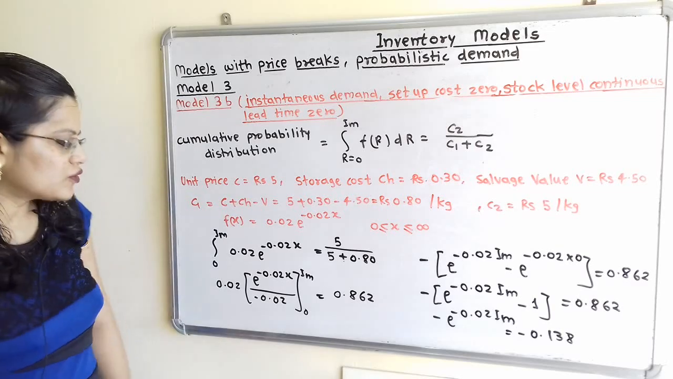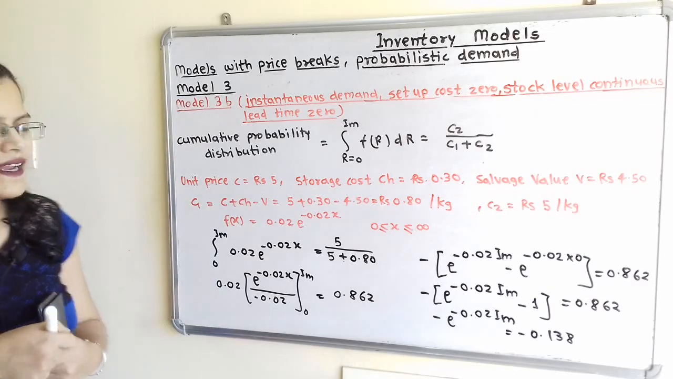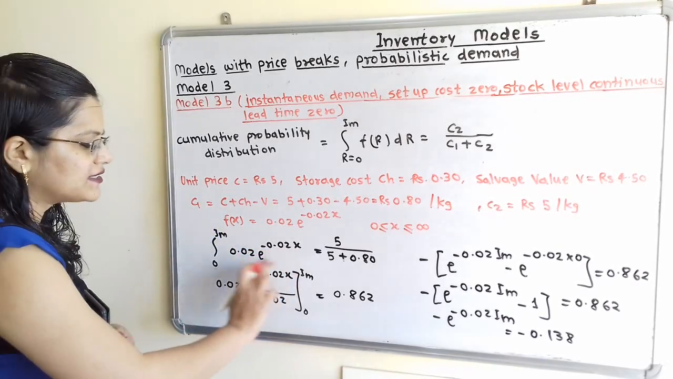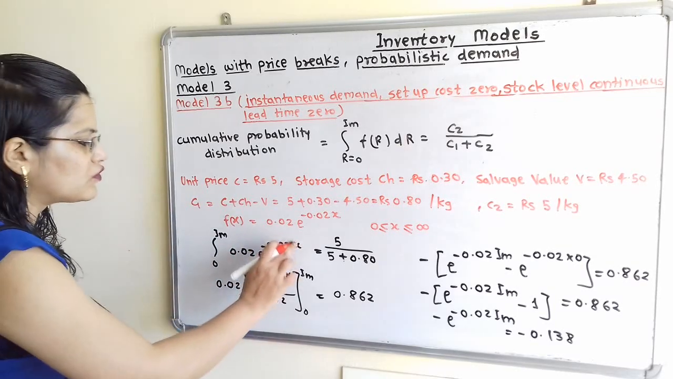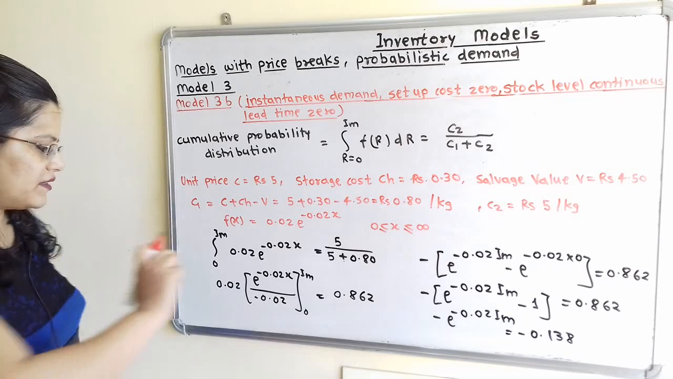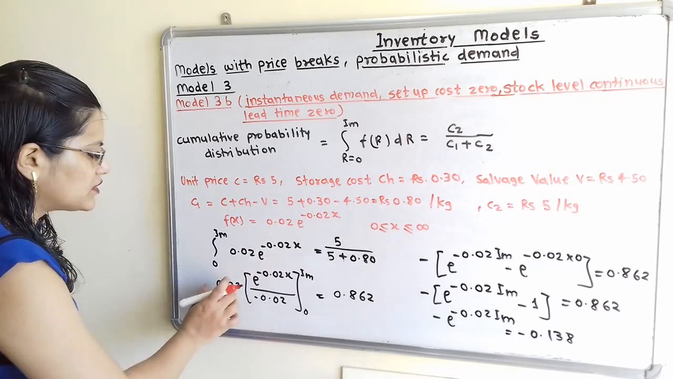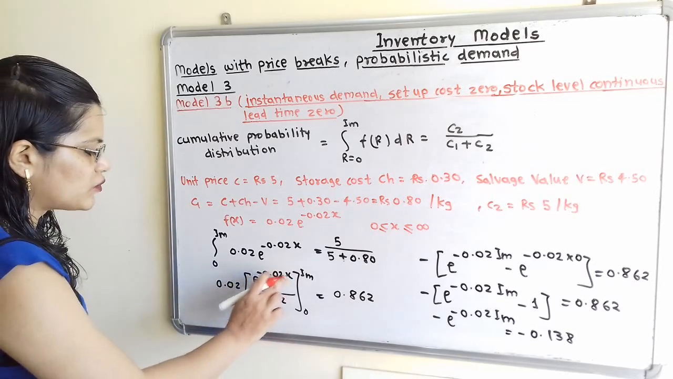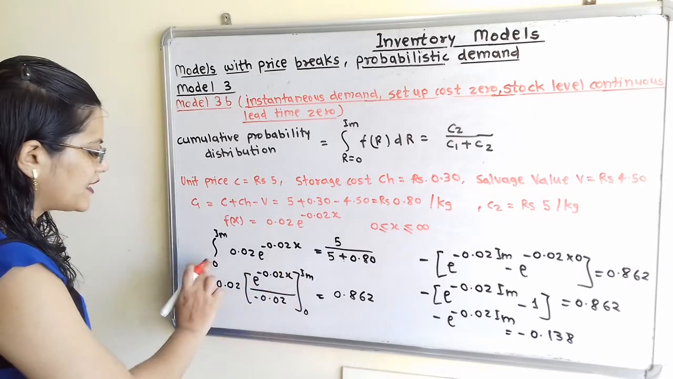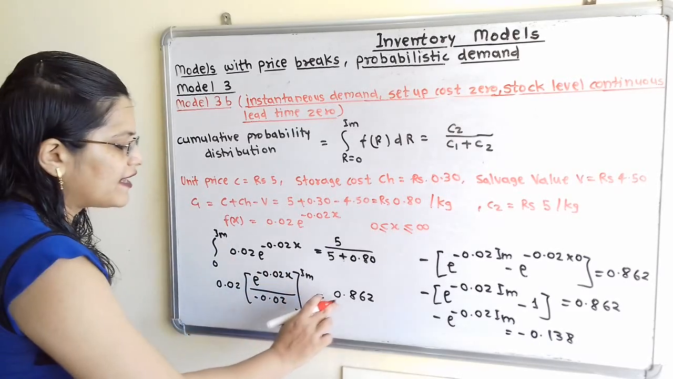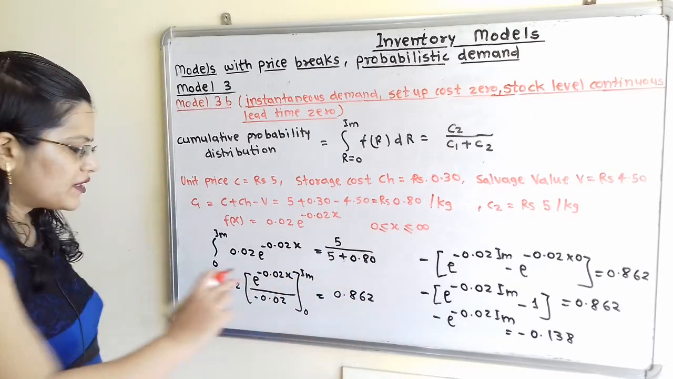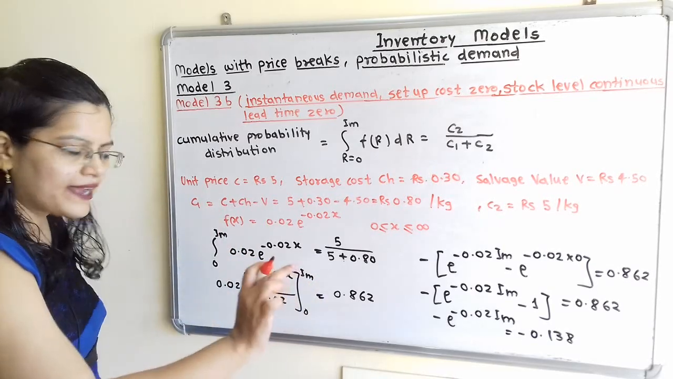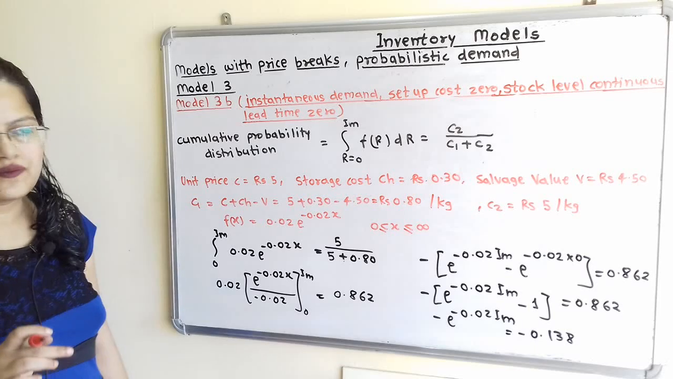Now we will solve this. This is an exponential function, e raised to minus a x. How to solve this integration? The integral is e raised to minus ax divided by minus a, because the coefficient of x has to be taken in the denominator. The 0.02 term is a constant, so we take it outside the bracket. So for this integration, 0.02 times e raised to minus 0.02 x divided by minus 0.02, with range from 0 to Im, and on the right hand side it is 0.862. Now instead of x we put Im, and then subtract the value when we put 0 instead of x.